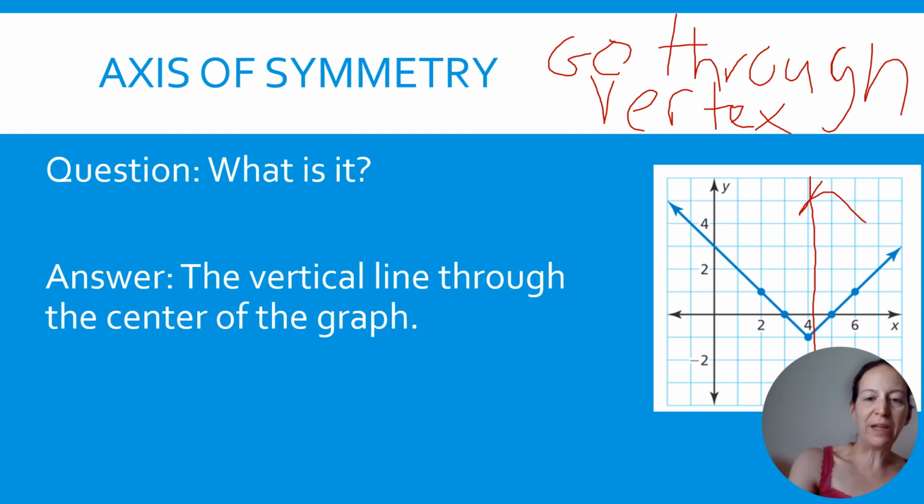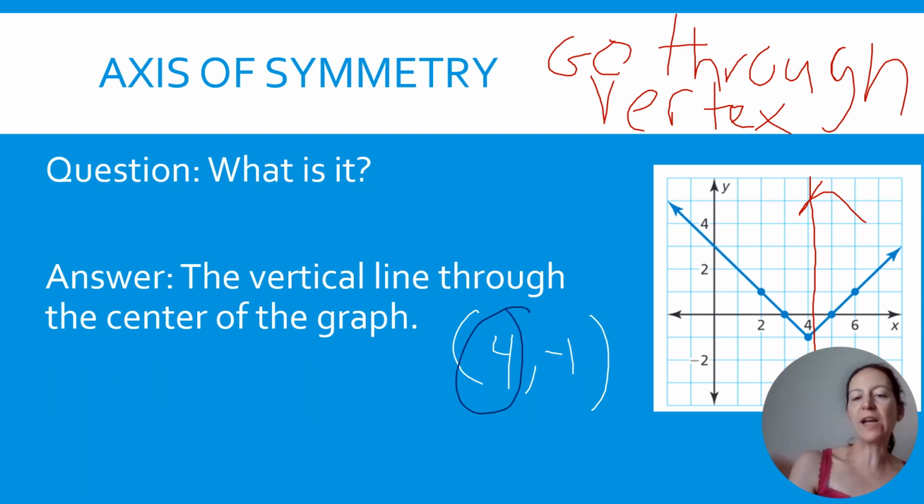So in this problem here, we already said that the vertex was (4, -1), and the x coordinate of the vertex was x is equal to 4. The axis of symmetry then is x equals 4. It's the vertical line that's going through the center of the absolute value.